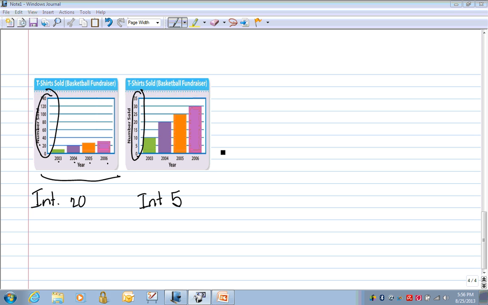For example, let's look here at our smaller scale. From here to here was a big jump. From here to here, it went up, but not as much. And from here to here, sales went up, but not as much. So right away on this second graph, you could see by the smaller scale that the greatest increase in sales was from 2003 to 2004. And that's a great way to look at a bar graph and be able to interpret the data.